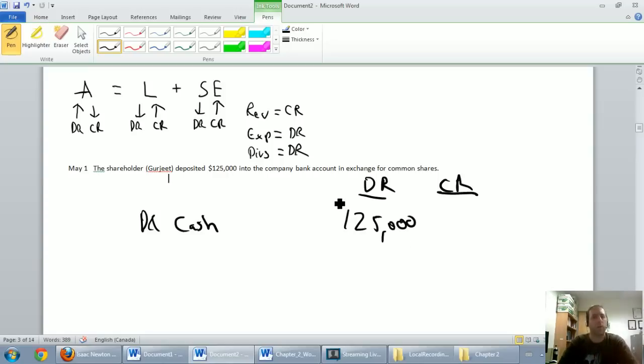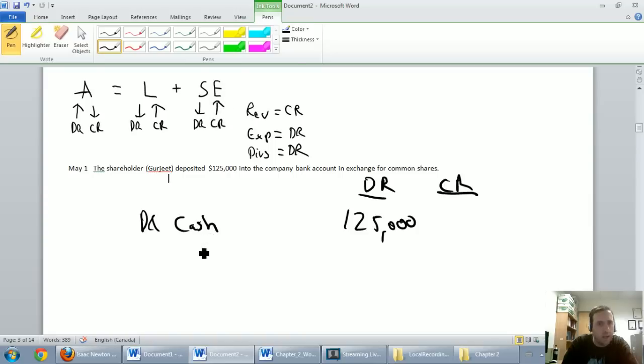Okay, well that's reasonable. The company got 125 grand in cash, but we're not done a journal entry. Remember, a journal entry has to have at least two pieces, if not more, but at least two. So we gotta think, well, what's the other piece of this puzzle? The shareholder deposits 125 grand into the company bank account in exchange for common shares. Aha! She didn't give us the 125 grand out of the goodness of her heart. She wanted to buy into the company. She wanted a piece of the pie. Her equity had to have gone up here, right? Her piece of the company had to have gone up. So, Gurjeet's shareholder's equity is going up.